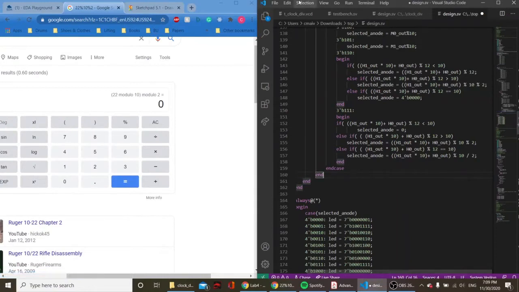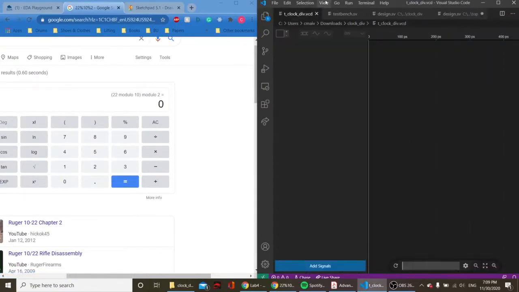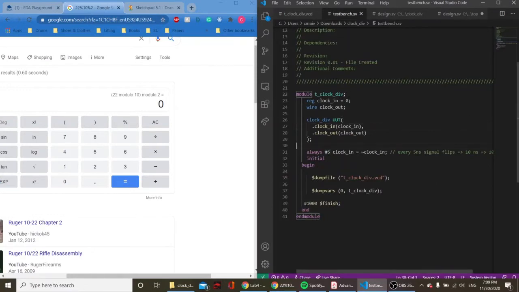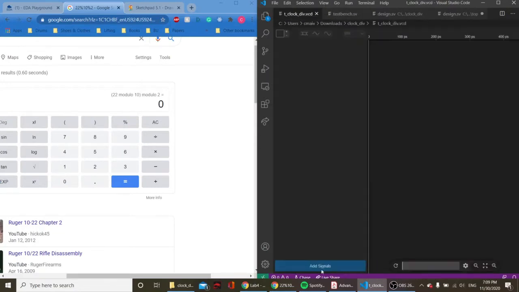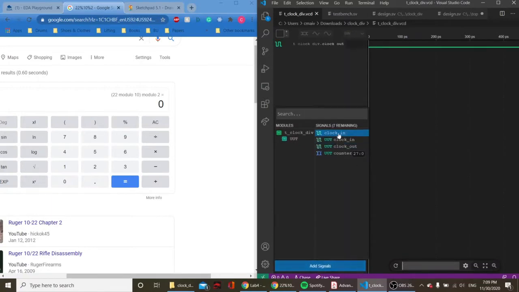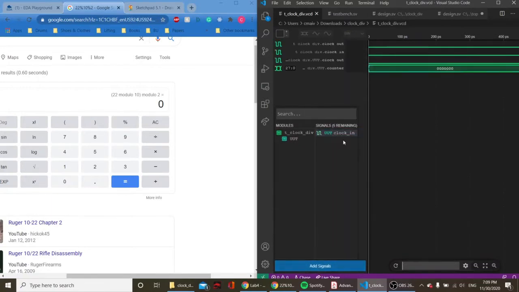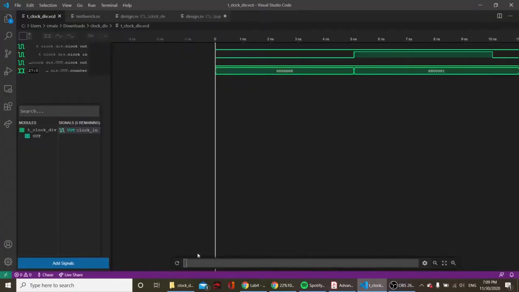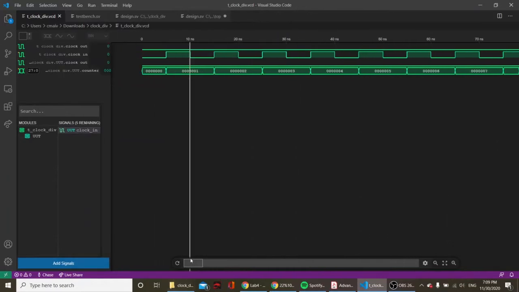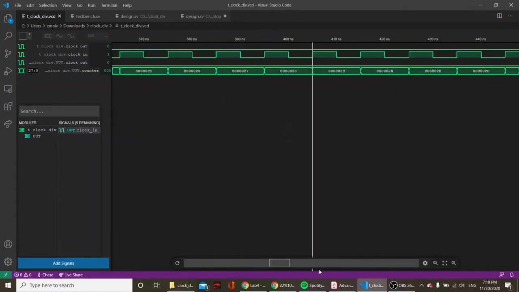And then with some test benches, this was very simple. This always just makes it oscillate, and every 5 nanoseconds the signal flips. That's why it looks like 100 megahertz. I had the same one twice. But in any case, you can see clock in oscillating, and then the counter is being put through a flip-flop and some always block, and then you can see it incrementing, and as time goes on, it's still doing the same thing.